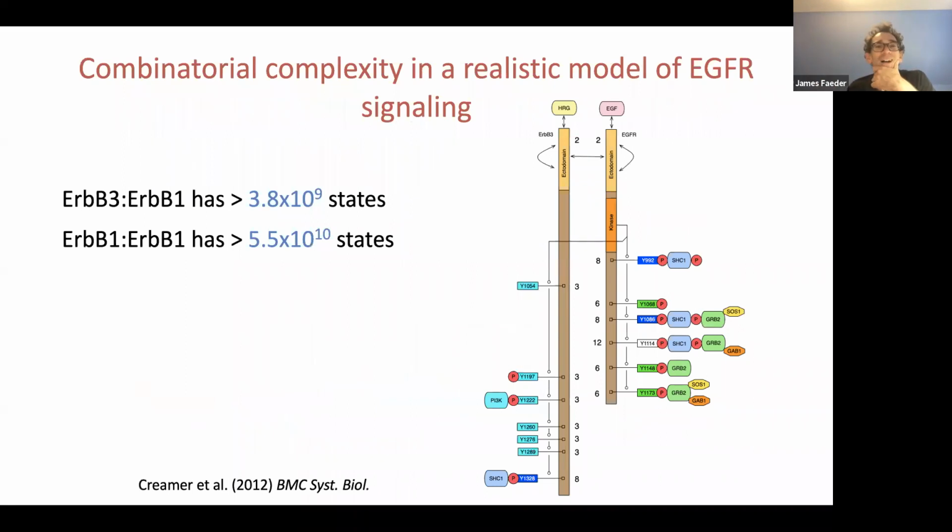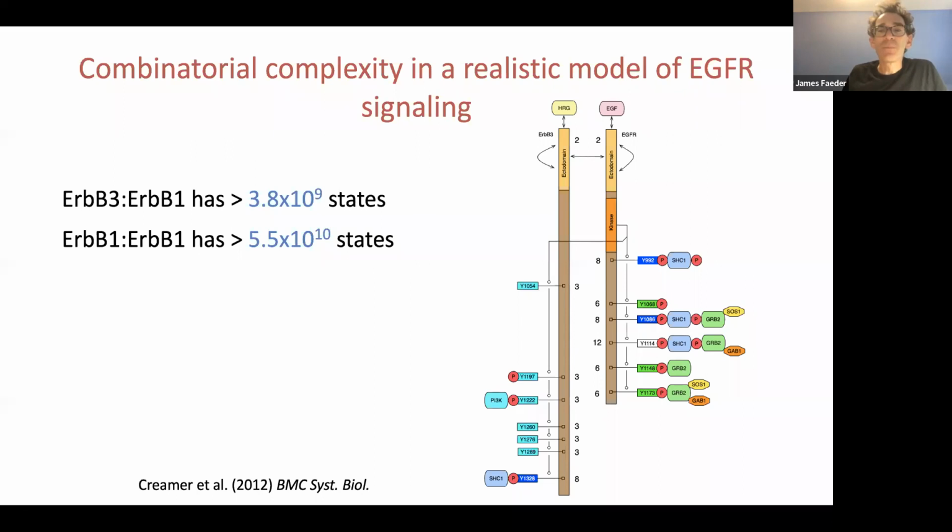And another example that I actually showed you, this model, we scrolled through it. This was the Creamer model from 2012. And it's a model of epidermal growth factor receptor signaling. It has even more conserved tyrosines. There are 4 different types of receptor in this ERB family. And the complexity is just astronomical for all the different kinds of ways that these things can form.